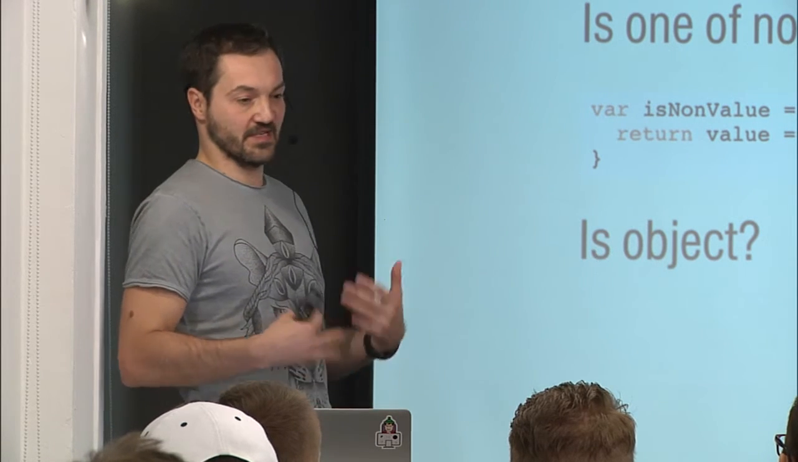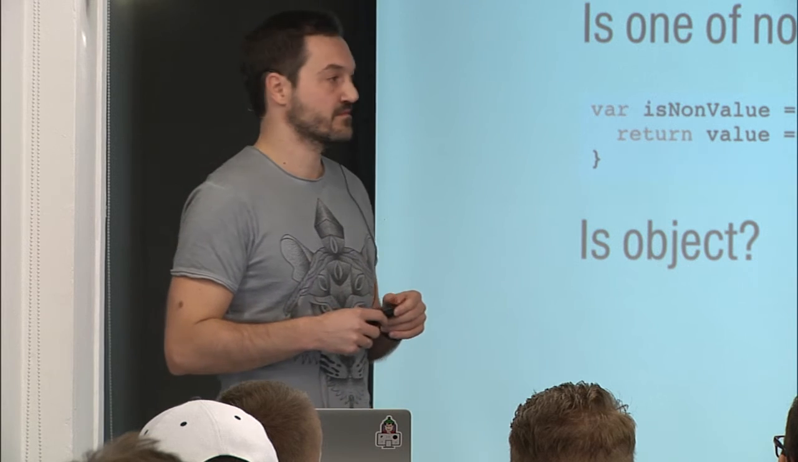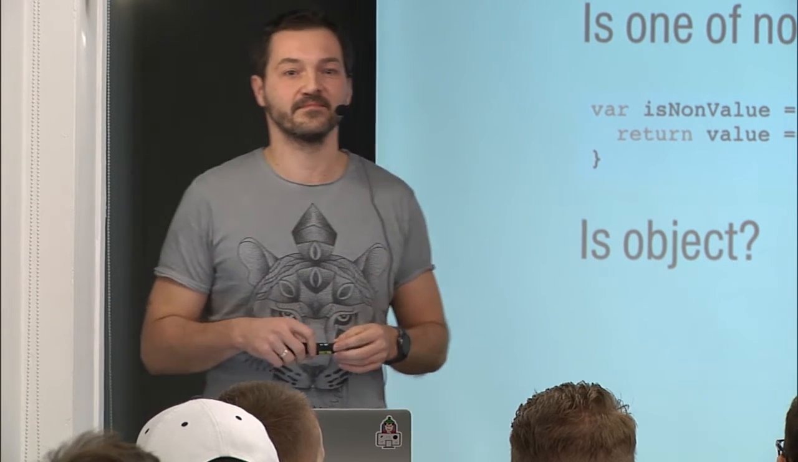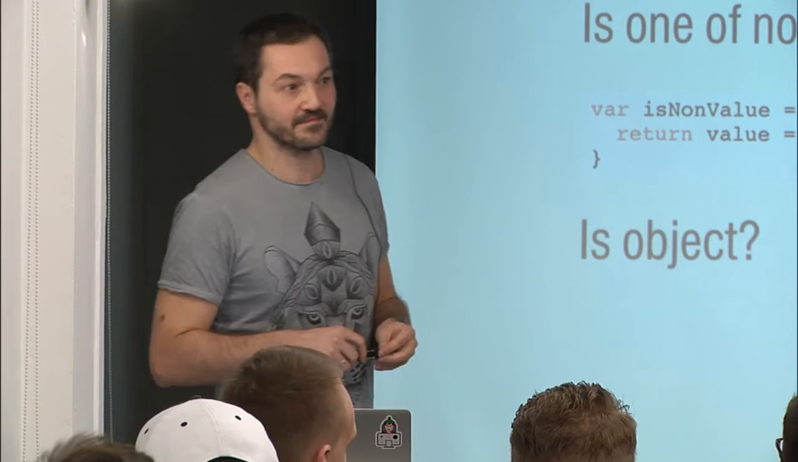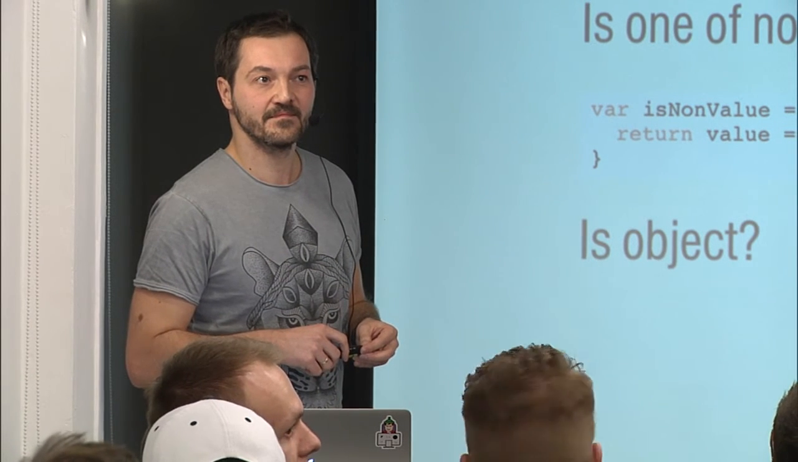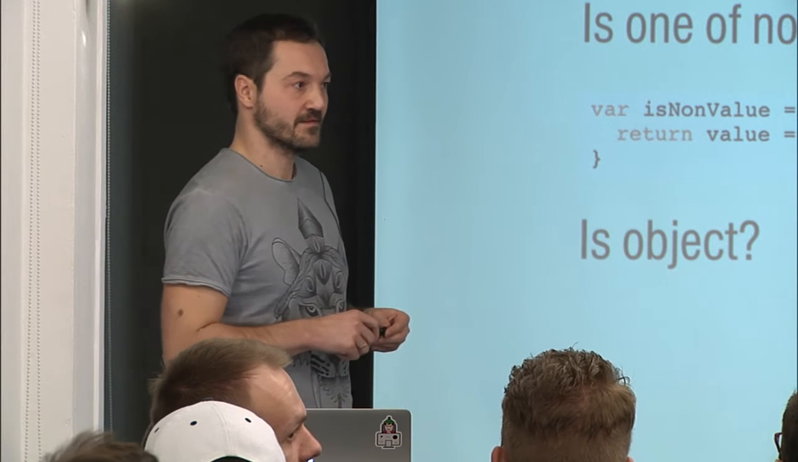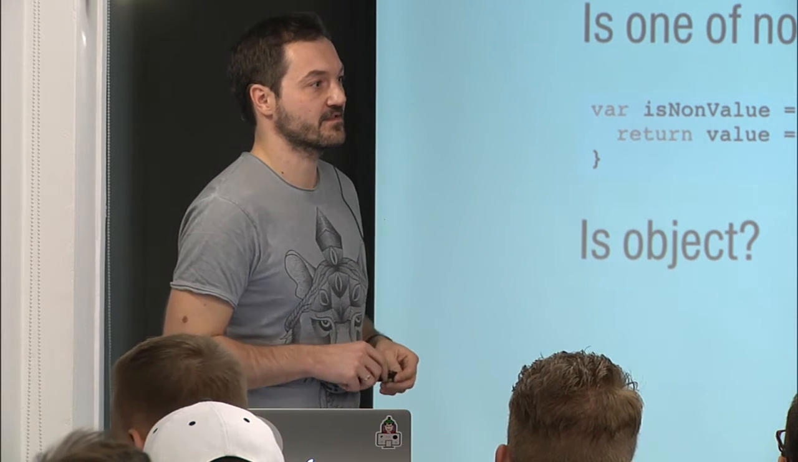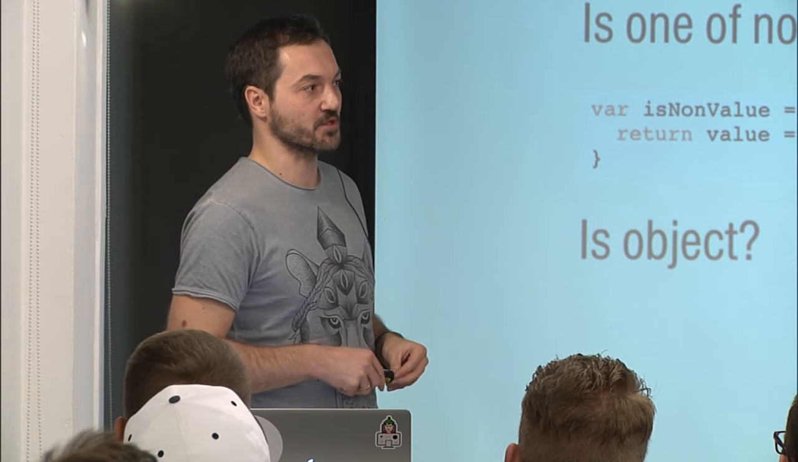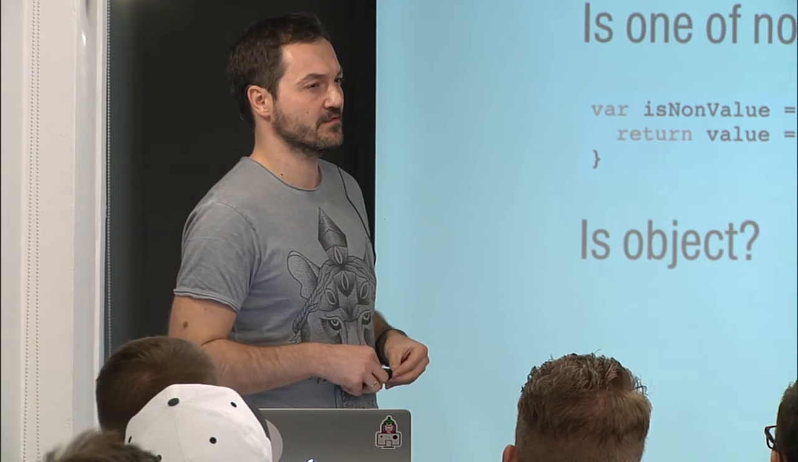So what would be the cleaner way? Maybe if value is truthy and typeof value is object, because typeof null returns object. Okay, so if it's truthy and if typeof is object. Yes, that was it.